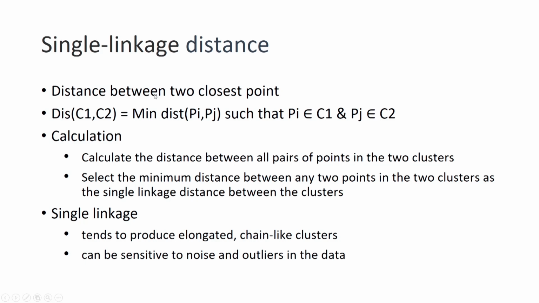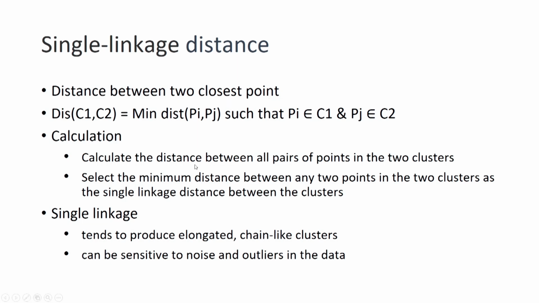We say the distance between the two closest points we treat as the distance between two clusters. So, it means we can say that the distance between two clusters C1 and C2 is the minimum of the distance of Pi and Pj, where Pi belongs to cluster C1 and Pj belongs to cluster C2. So, we are taking the distance of those 2 points that is minimum, and that is why this is the distance between two closest points.